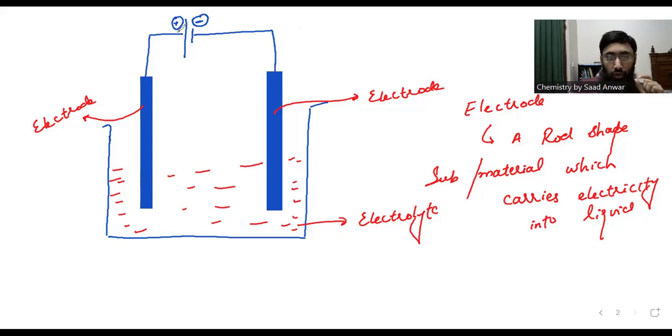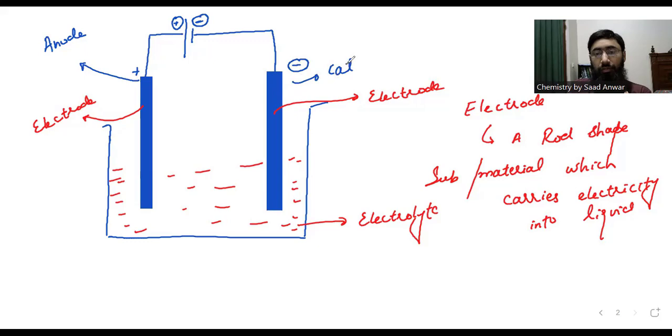Remember, the electrode which is connected to the positive terminal of the battery, we call that electrode the anode. As the anode is connected to the positive terminal of the battery, the anode carries positive charge. The other electrode, connected to the negative terminal of the battery, we call the cathode, and the cathode carries negative charge because it is connected to the negative terminal of the battery. All right, guys?